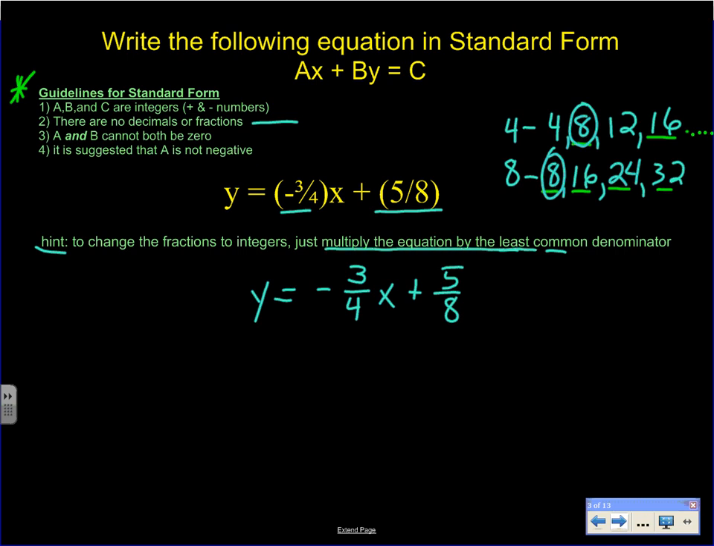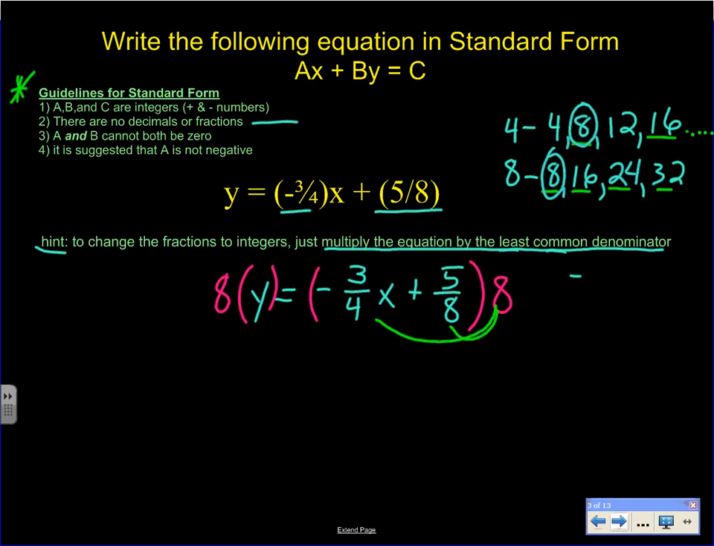Multiply the equation by the least common denominator. So what do we do here? We're going to multiply the left side by 8, and if we multiply the left side of the equation by 8, we have to multiply the right side of the equation by 8. Okay, what are we doing here? Well, if you look here, we have the distributive property.